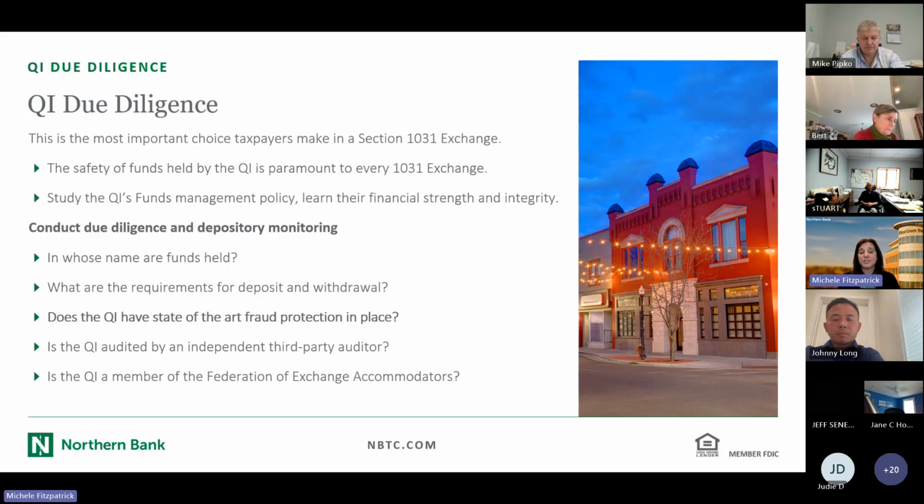Also make sure that they are members of the Federation of Exchange Accommodators. The FEA is a trade organization. It's the only trade organization for qualified intermediaries. It's a very small industry. So go on their website at 1031.org and investigate who your qualified intermediary is.